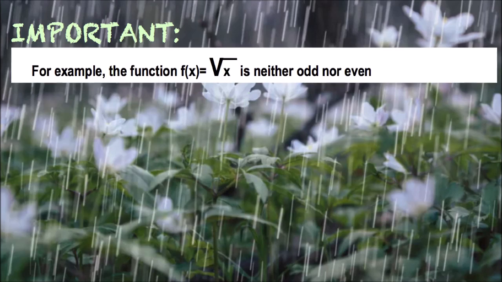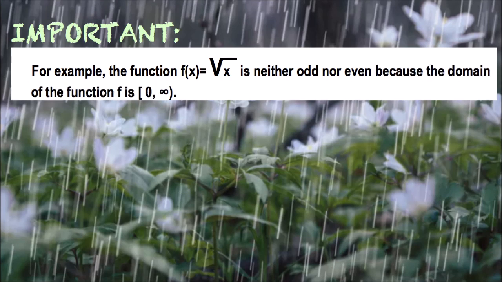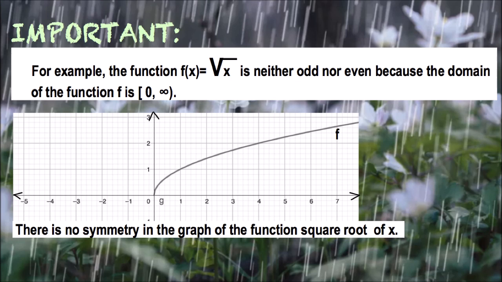For example, the function f of x equals the square root of x is neither odd nor even, because the domain of the function f is the interval [0, infinity). There is no symmetry in the graph of the function square root of x, as seen.